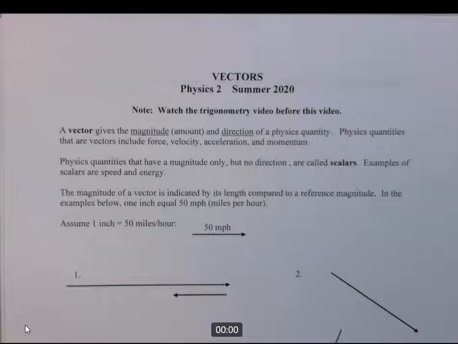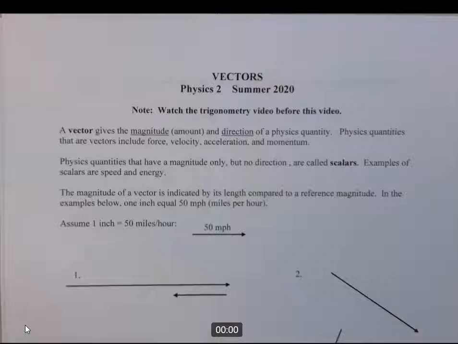A vector gives the magnitude, that is an amount, a number value, and the direction of a physics quantity. Physics quantities that are vectors include force, velocity, acceleration, and momentum. Physics quantities that have magnitude only, that is a number only but not direction, are called scalars. Examples of scalars are speed and energy. You won't need to know that for this particular lesson.